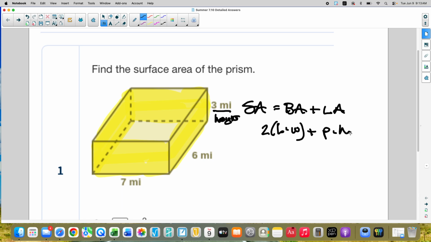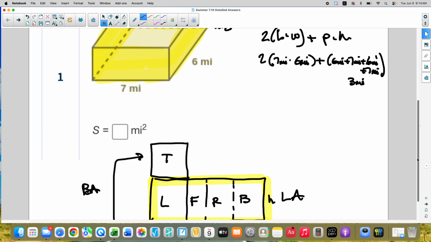And so if we want to start plugging in values, the base is going to be the length, which is 7 miles, times the width, which is 6 miles, plus the perimeter. Now the perimeter is the distance around the object: 6 miles plus 7 miles plus 6 miles plus 7 miles. And then that's times the height, which is 3 miles. I ran out of space quite quickly.